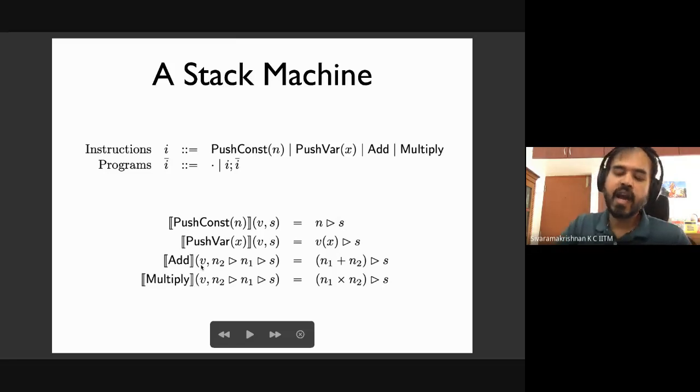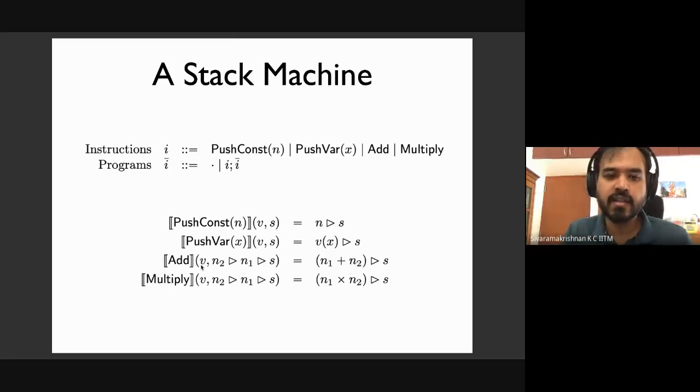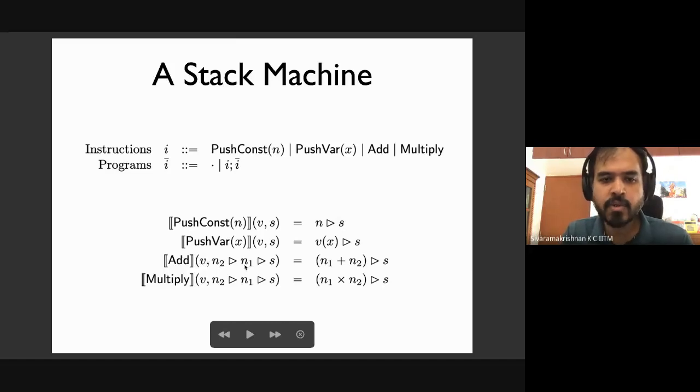If you want to add, add is interesting because it expects certain structure on the stack. The instruction is add, with some valuation v, and the top two values on the stack are n2 and n1, right? You pop those two values out, you add them, and then you push the result back. And that is what we are representing here. So we pattern match on n2, n1, naming the top two things as n2 and n1. If you do n1 plus n2, you get the result of the addition and you push it back onto the stack. And similarly for multiplication, there could be n2 and n1, you multiply them and push the result back onto the stack.